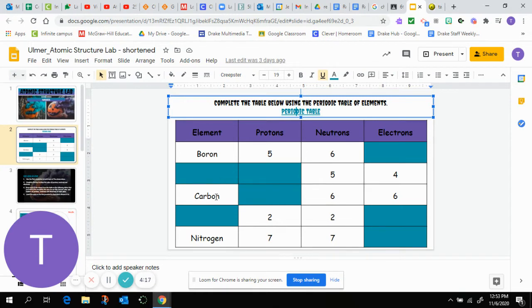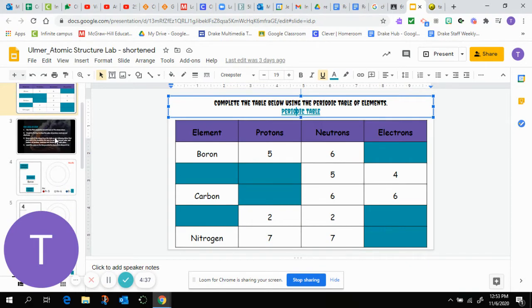Okay, then I get down to carbon. Again, I'm using that key information about the number of protons and electrons being equal. Okay, the next row, I'm trying to find out what element has 2 protons. Okay, and how many electrons would it have? And then nitrogen, okay, has 7 protons. How many electrons would it have?